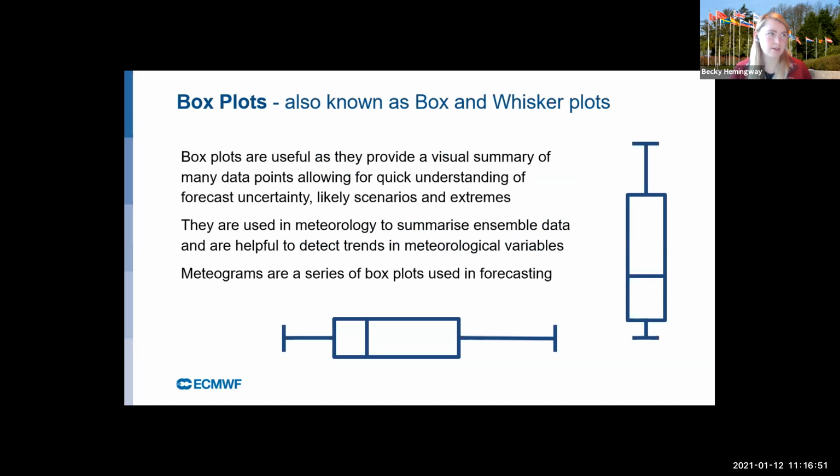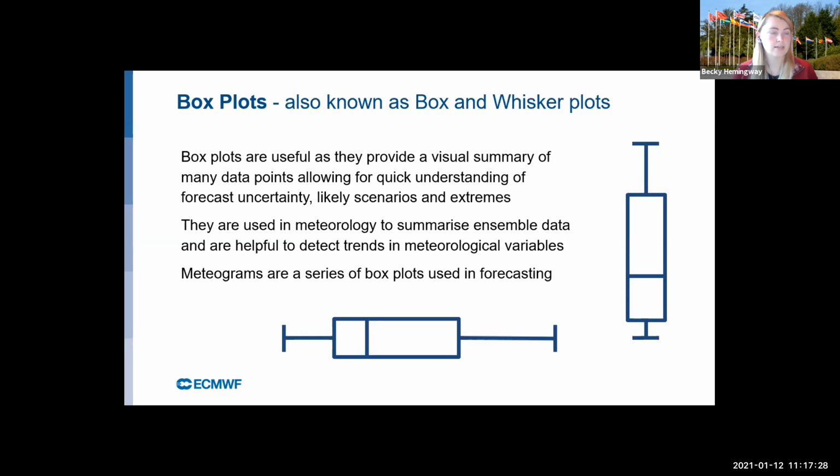So box plots, you might also hear them known as box and whisker plots. They provide a visual summary of lots of data points. So they're quick for understanding the forecast uncertainty, or how confident you can be in a forecast, and likely scenarios. And then also the extreme ends. They will show you extremes as well. So in meteorology, we do use them to summarize ensemble data. ECMWF has 51 ensemble members, and these kind of plots are used to summarize all that data coming out of the model. And these are called meteograms.